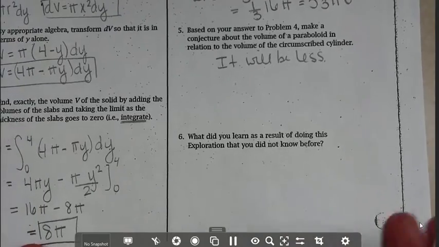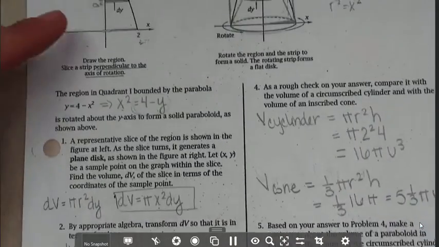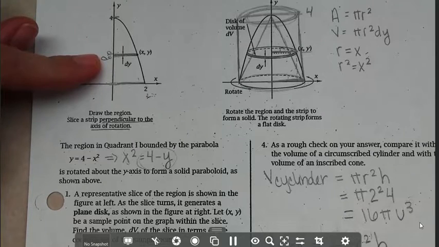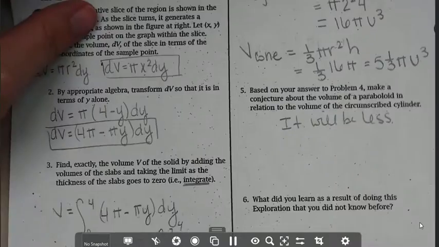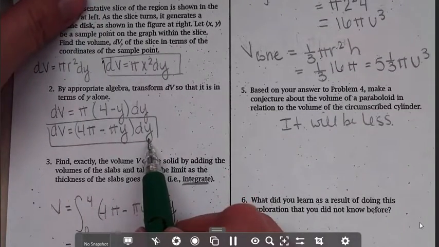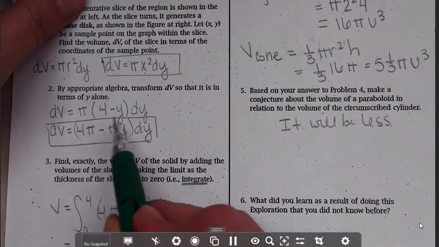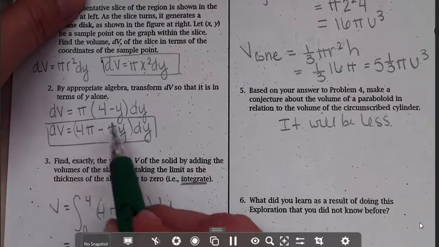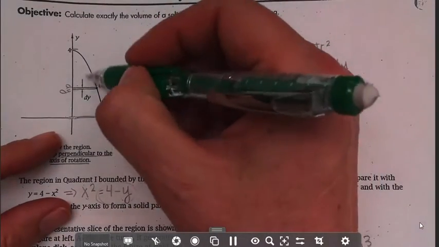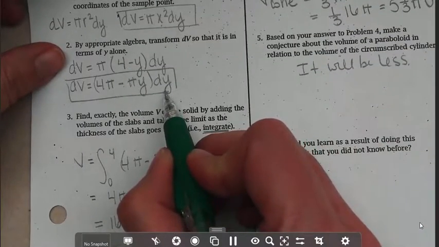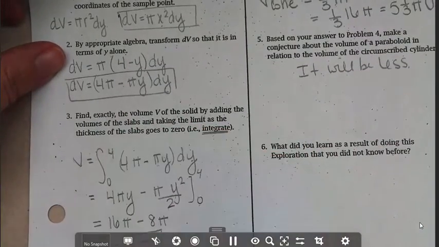Hopefully you learned, the thing I really need you to get out of this is, did I draw this strip perpendicular to the x-axis or to the y-axis? If I drew it perpendicular to the y-axis, then I'm going to have dy in my differential, which means that my function needs to be in terms of y. If I drew it instead perpendicular to the x-axis, then my differential will have a dx, and that means this function better be in terms of x.